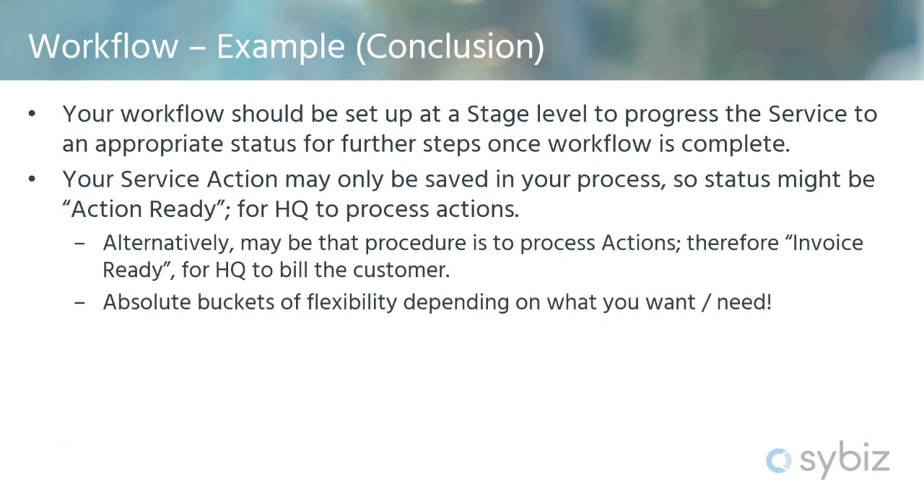So that sort of concludes our major example of a workflow. The main notes are, if you're setting it up at stage level, make sure you're progressing the service along. Primarily because we would expect people at headquarters to be filtering service requests accordingly. So if my job is just to process service actions, you might have a status that says action ready. If I've got my grid open, I'm just going to filter by status action ready, and I'm not going to look at other ones. So if your workflow doesn't progress the request along to the appropriate stage, I'm not going to know I need to do my part of the job. So make sure those statuses are set accordingly.